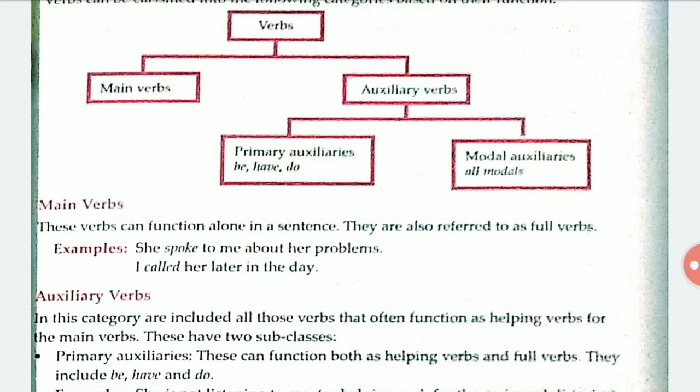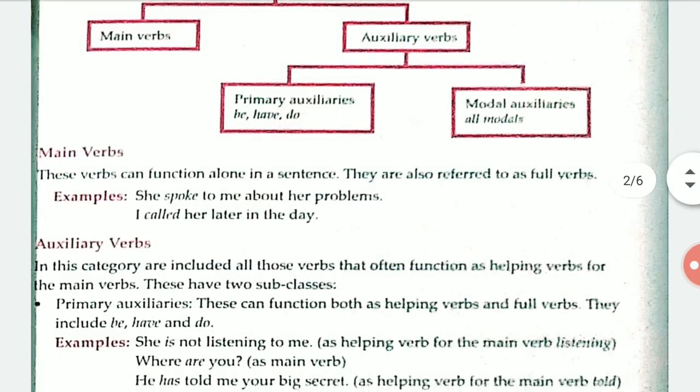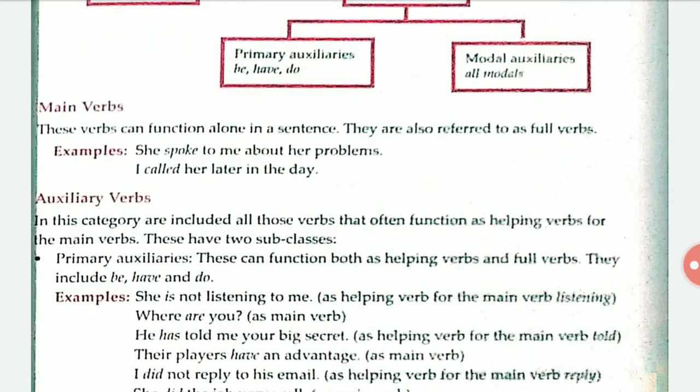Okay, so they are said to be main verbs or full verbs. Example, you can see: She spoke to me about her problems. I called her later in the day. You can see in both examples there is a verb given, but they did not take the help of any other verbs. They are alone in a sentence, referred to as full verbs, and they act alone in a sentence.